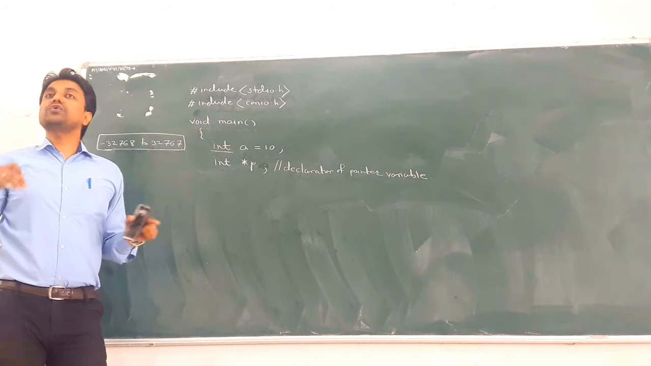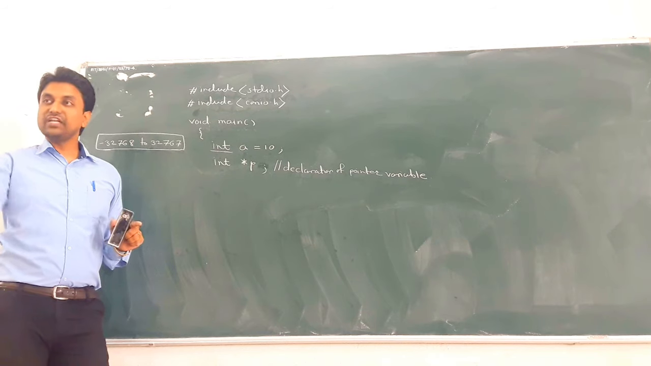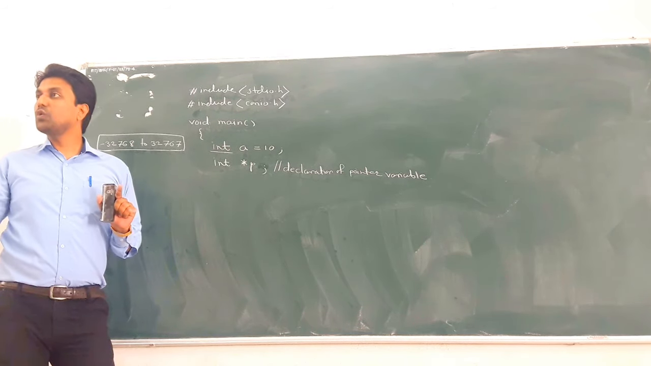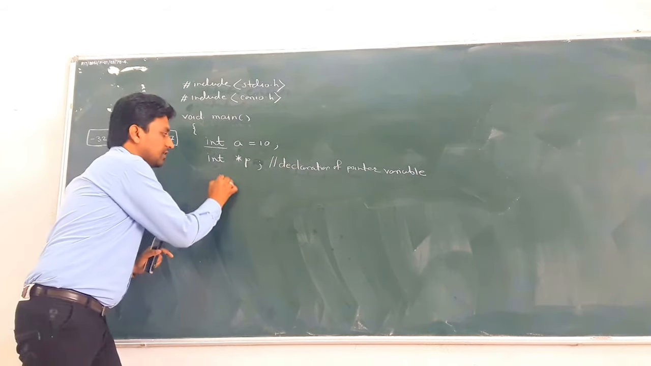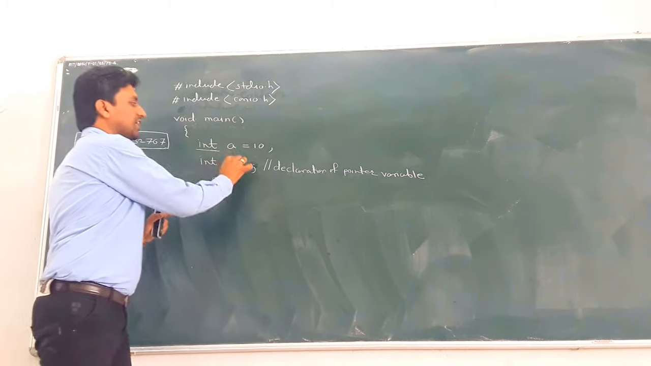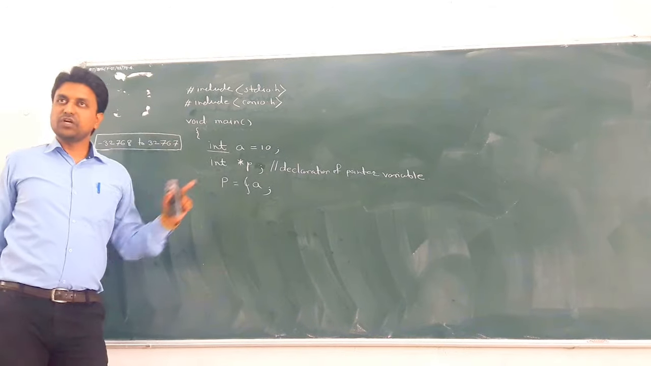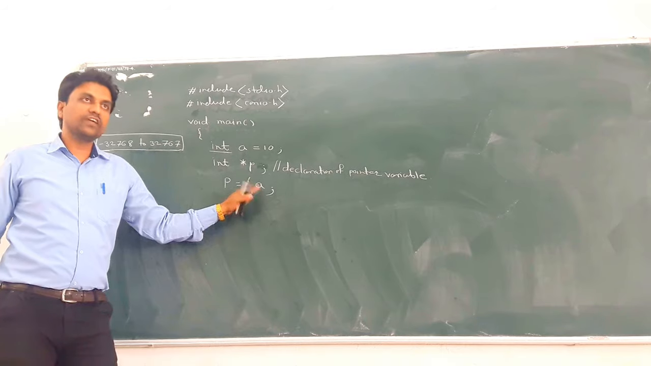Understood? Now, how to initialize the pointer variable? Initialize means we can assign a value to the pointer variable. But what can we store in a pointer variable? Only the address of another variable. So initialization means p is equal to the address of a. We can store the address of a inside p, because p is which type? Pointer variable. So we can store the address of a.